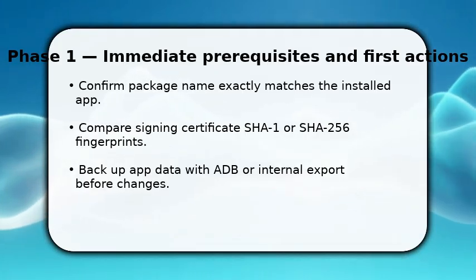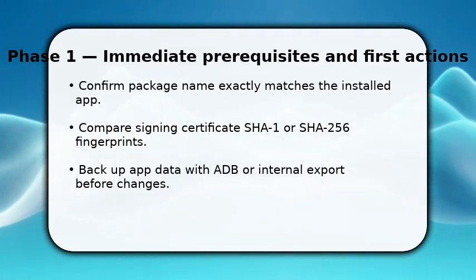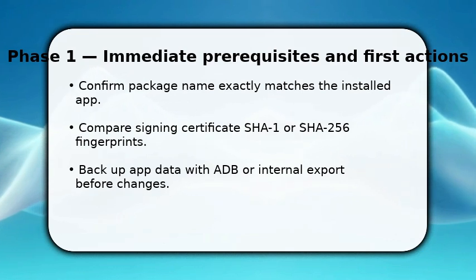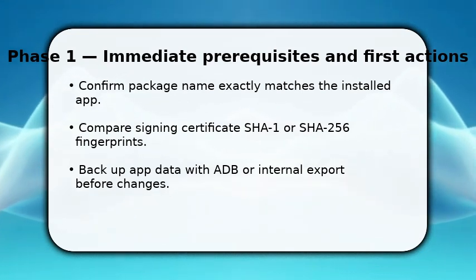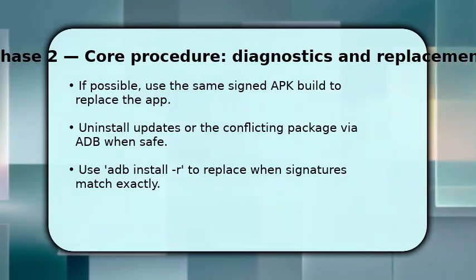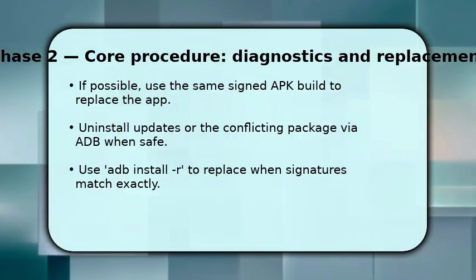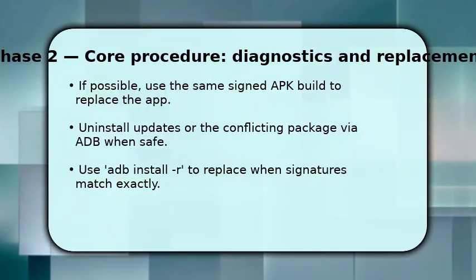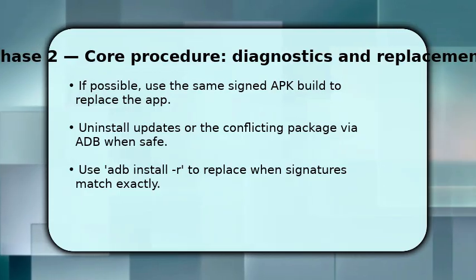Make sure to note version codes and build variants, so later steps replace the correct package without accidental data loss. Once done, decide whether to match signatures or remove the conflict. If you have the identically signed APK, install it with adb install -r to replace while keeping data.